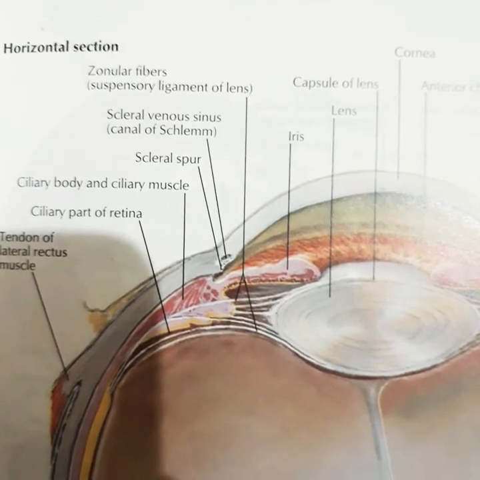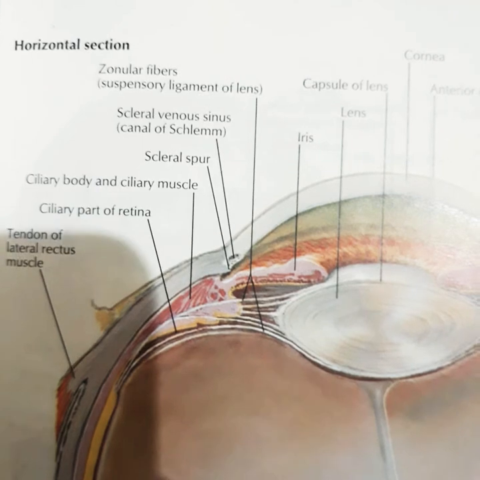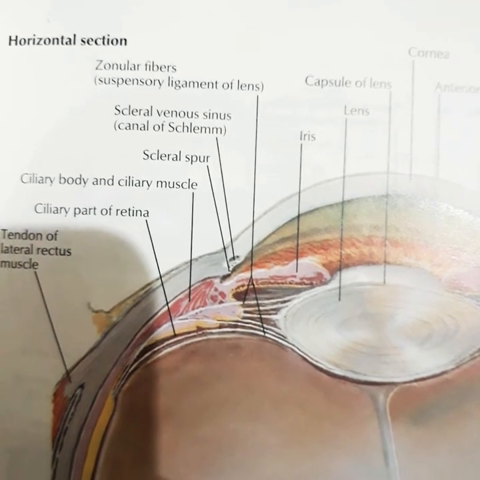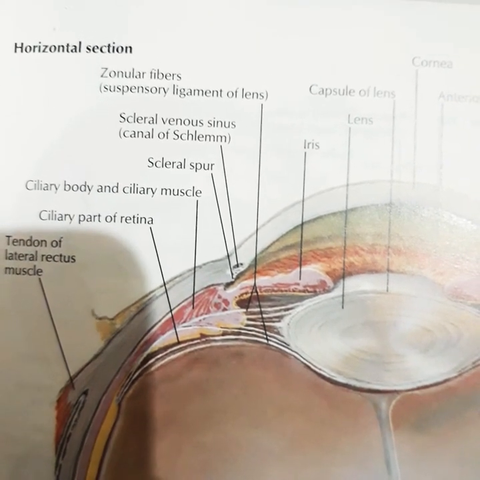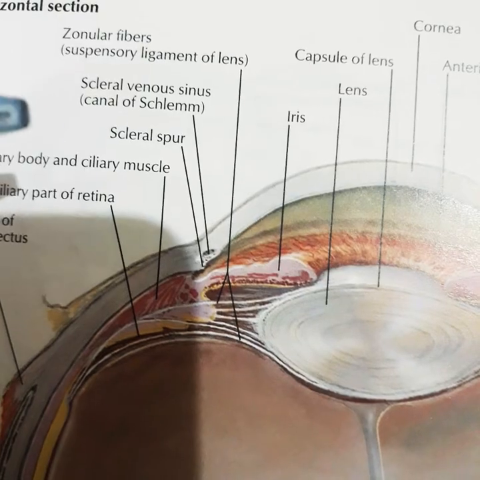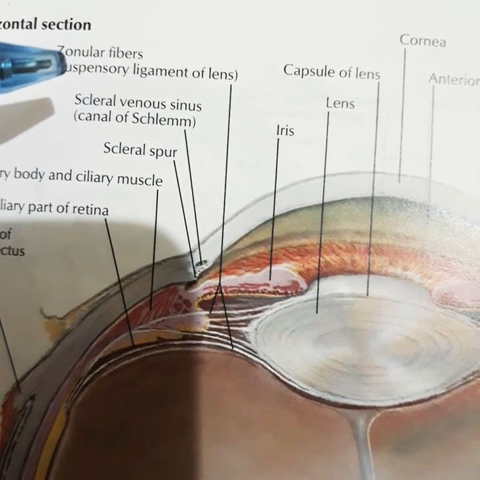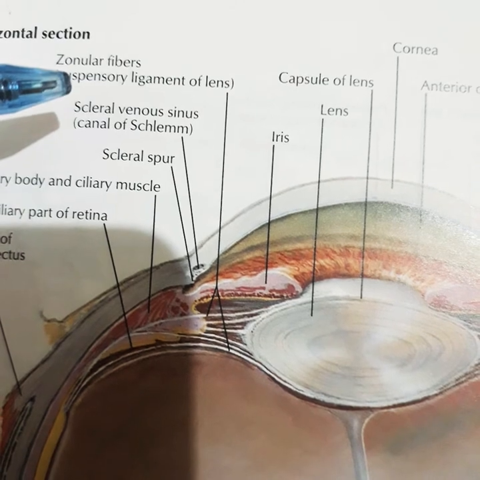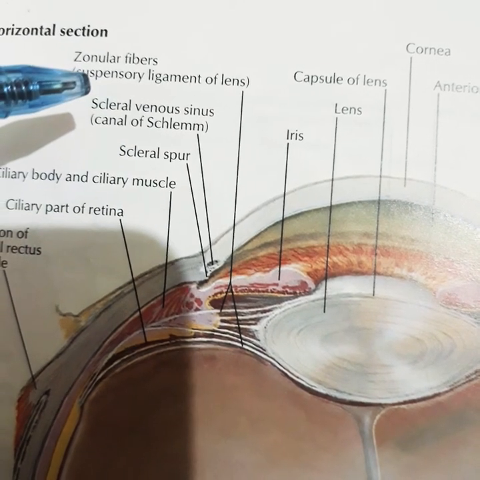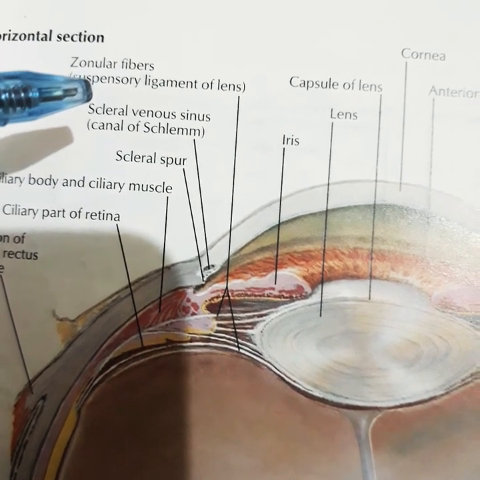The fourth structure of lens is zonules. Zonules are actually fibers which hold the lens in position behind the iris. That is the zonular fibers that hold the lens in a position behind the iris.